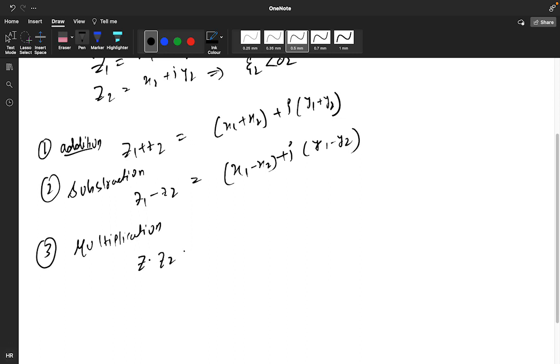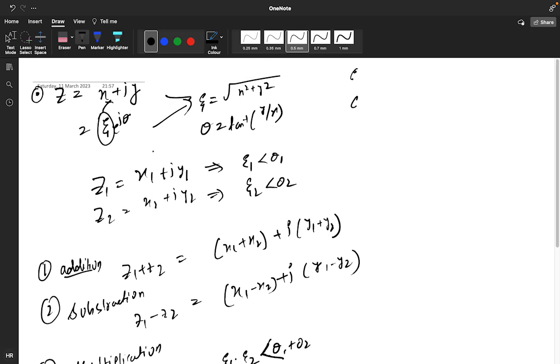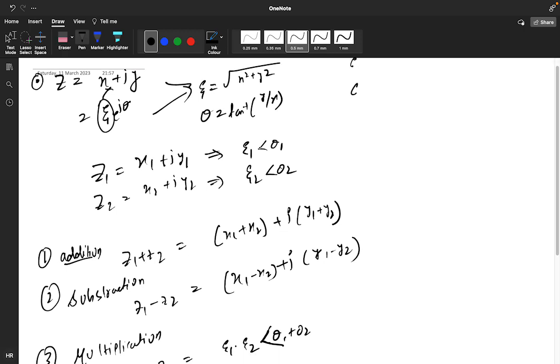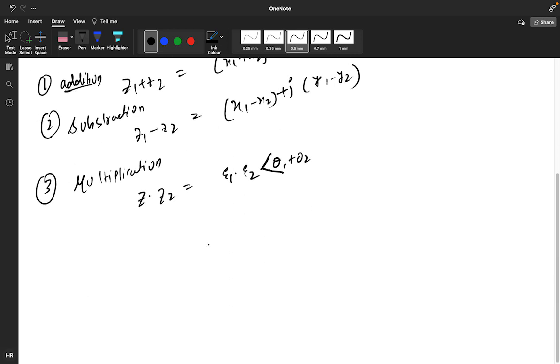z1 into z2. So for multiplication, what will happen? Zeta 1 into zeta 2 at an angle theta 1 plus theta 2. And what is zeta 1 and what is zeta 2? Zeta 1 is root under x1 square plus y1 square, and zeta 2 is root under x2 square plus y2 square, and theta 1 and theta 2, theta represents tan inverse y by x. So substitute this value, you will get zeta 1 zeta 2.